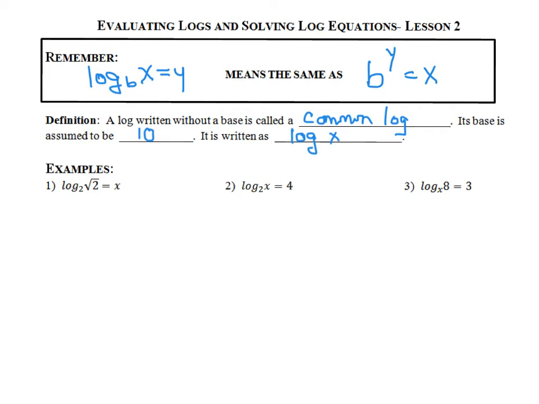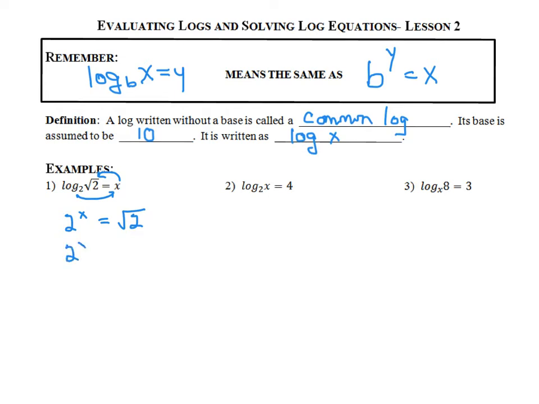So in the case of the first one, I would rewrite this, and again, if it helps to draw those arrows, go ahead and do that. 2 to the x is equal to radical 2. So 2 to the x is equal to the square root of 2 would be our exponential form of this log equation. Now, as long as we can make the bases be the same, that's going to help us to find out what our x value is.